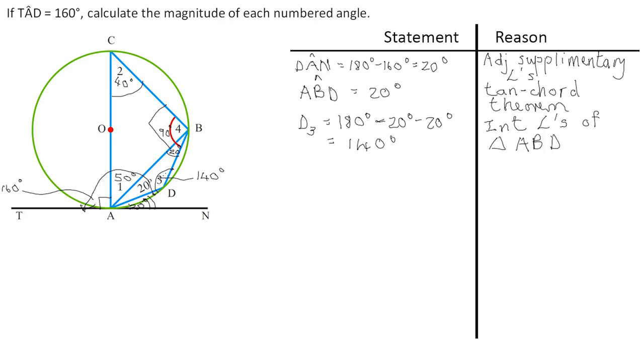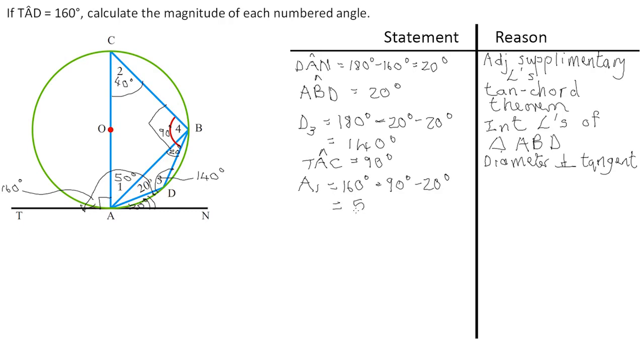Once I have calculated D3, I can now go to my diameter, because that's exactly what I've done. My diameter, obviously, CAT or TAC. TAC is equal to 90 degrees, because the diameter is perpendicular to the tangent. And then immediately now I can calculate A1. A1 will be equal to 160 minus 90 minus 20, and that is equal to 50 degrees.